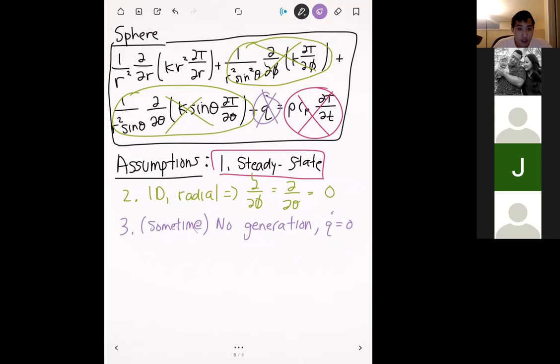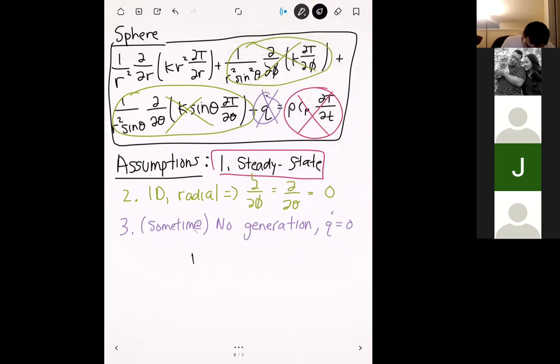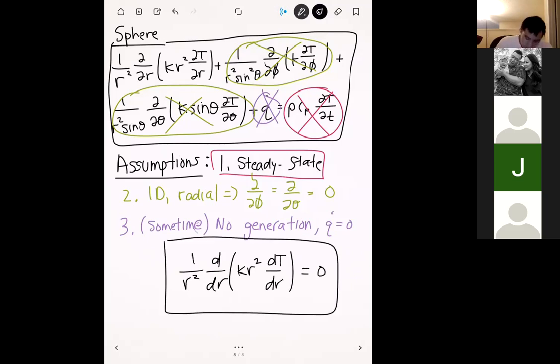For now, let's assume that's the case, and all we're left with in our heat equation is the following term. We have 1 over r squared times d/dr, where I've changed the derivatives to regular derivatives because we just have one variable left, of k r squared dT/dr, is equal to zero. This is all that's left of our heat equation after we applied those assumptions. What I'm going to do next is an example of solving this for some simple conditions first.